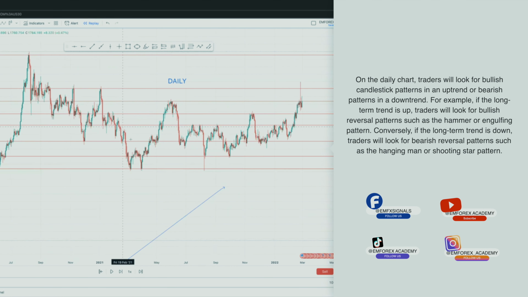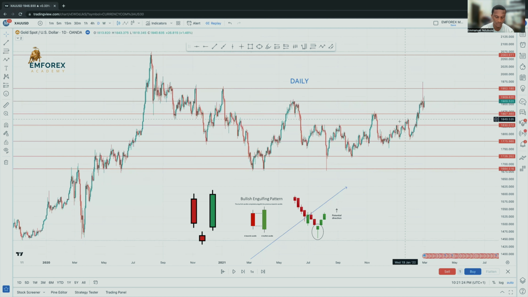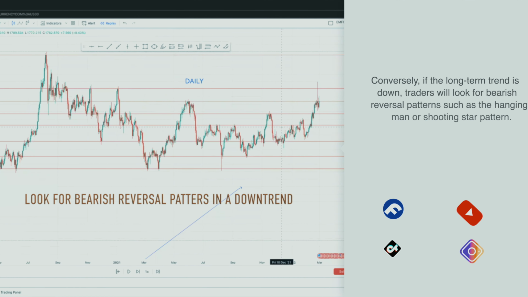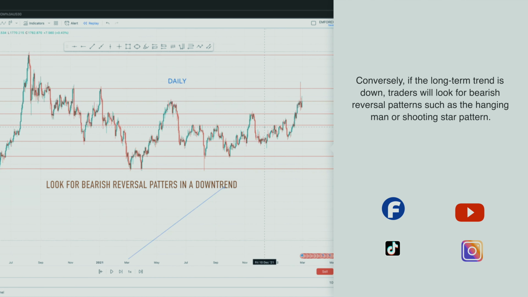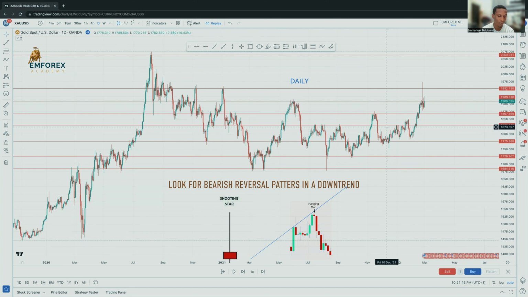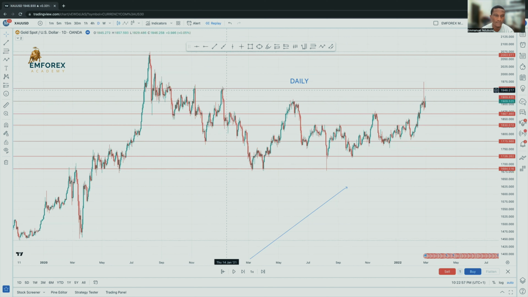Traders will look for bullish candlestick patterns in an uptrend or bearish candlestick patterns in a downtrend. For example, if the long-term trend is up, traders will look for bullish reversal patterns such as hammer or engulfing. If the long-term trend is bearish, traders will look for bearish reversal patterns such as the hanging man or shooting star patterns. Alright, so at this point here, we will be looking for reversal patterns.